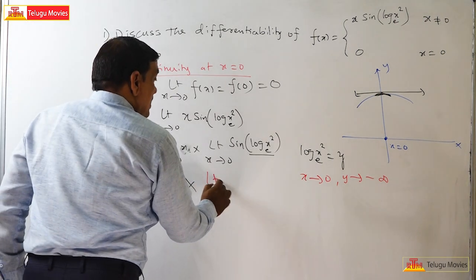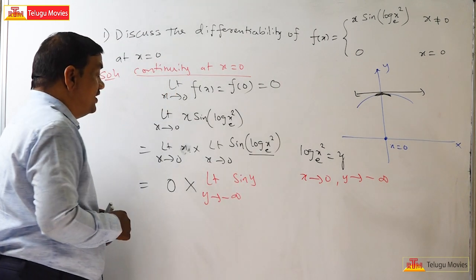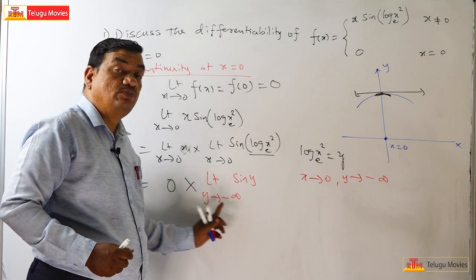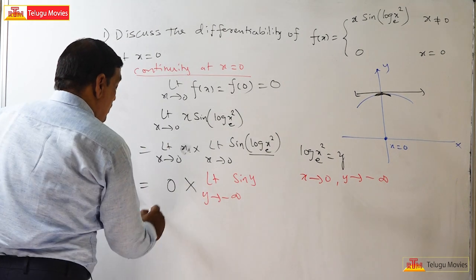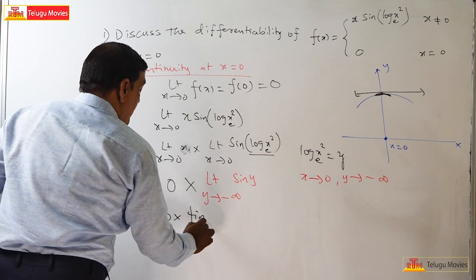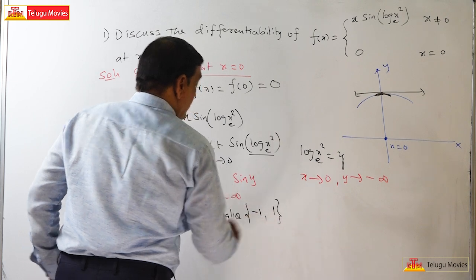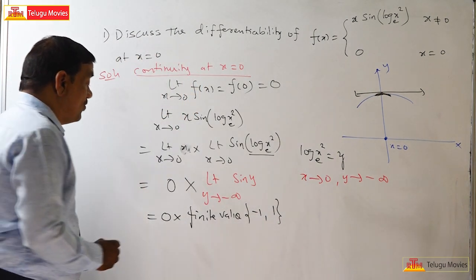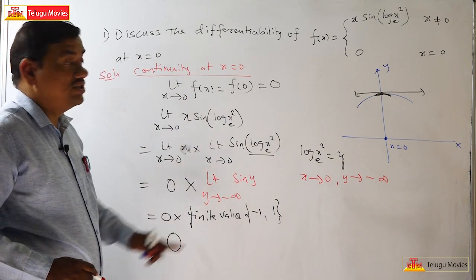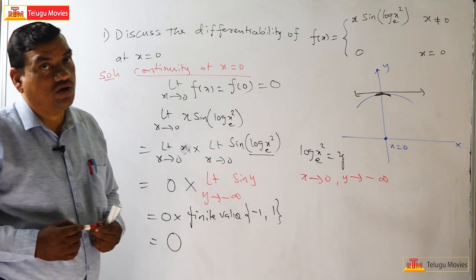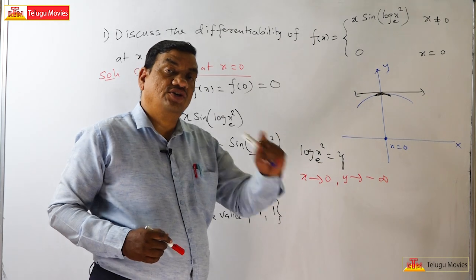That means limit as y tends to minus infinity of sin y is a finite value which lies between minus 1 and plus 1. That means 0 into a finite value between minus 1 and 1. Therefore, you will get the answer 0. So limit as x tends to 0 of f of x is equal to f of 0, we got it. Therefore, at x is equal to 0, the function is continuous.